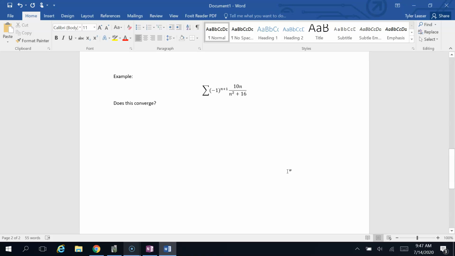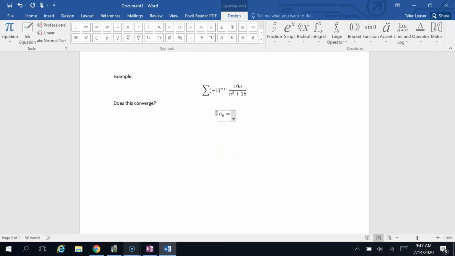You don't have to do the other tests if you have an alternating series, just because the alternating series test is a very useful and pretty easy test to use. The only time that you do need to use a different test is if you have to figure out if it converges absolutely, because the alternating series test is not going to help you out there. But if we just want to know if this particular alternating series converges, we can use the test.